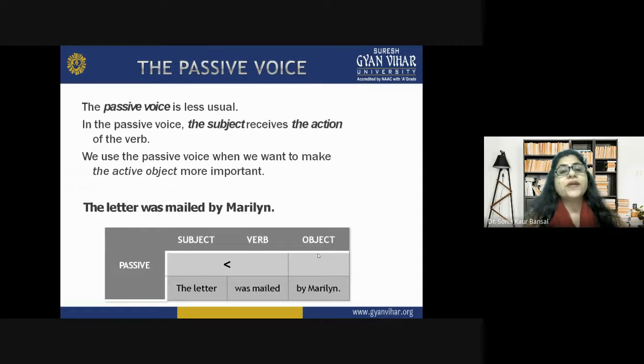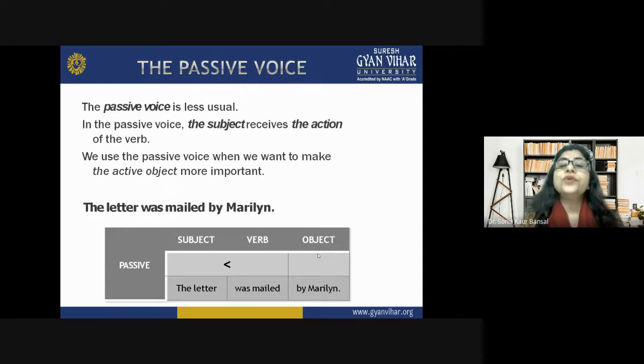So in the passive voice, the subject is receiving the action of the verb. Just try to make a very clear difference. When we studied active voice, we studied that the object was receiving the action of the verb. But here we are talking about the subject receiving the action of the verb. So we use the passive voice when we want to make the active object more important. This actually depends on us, on what we want to focus.